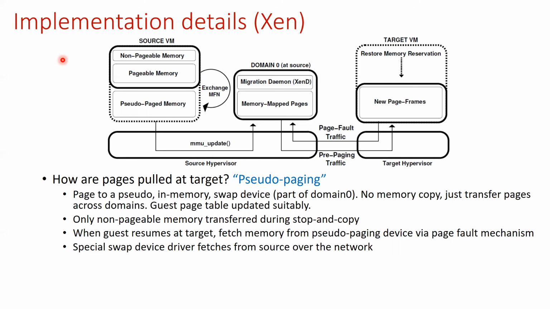What this paper does is tell every guest, oh look, you have to push all your memory into a swap device. It gives it the illusion that there's no RAM left. So all the pageable memory will be sent into this pseudo swap device. Note that it's not a real swap device, it's just an in-memory swap device. That's why we call it a pseudo swap device. This is just a dummy device that's part of domain 0. Nothing is getting written to disk. It is still in memory.